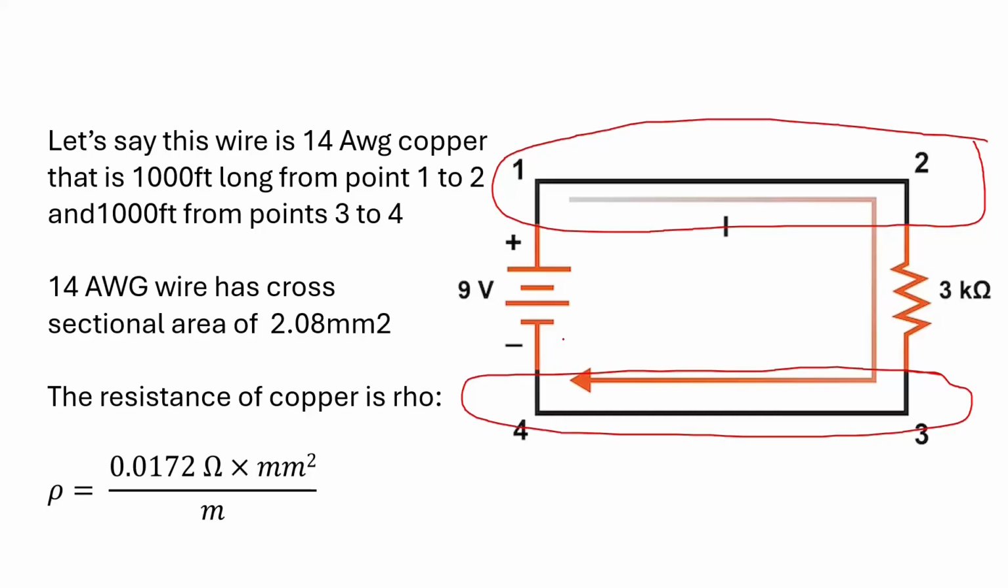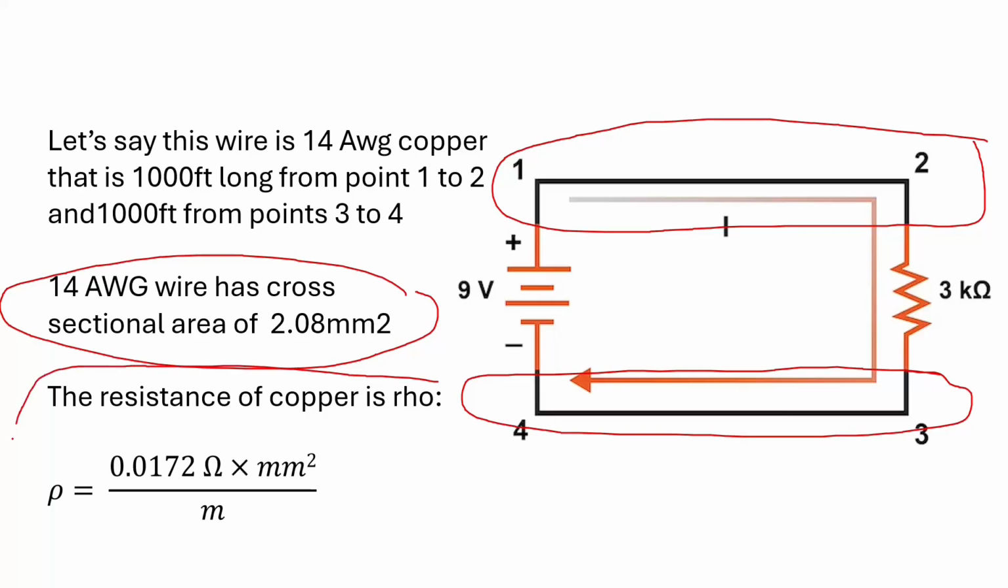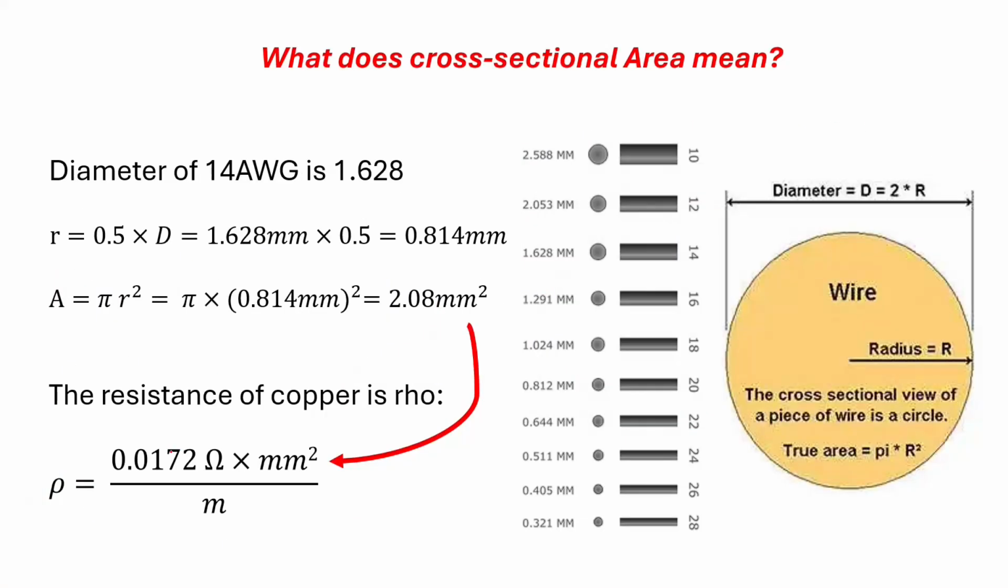All right. Now, I'm going to go into this a little bit further, but the resistance of wire can be calculated as well. 14 AWG wire has a cross-sectional area of just over 2 millimeters squared, and then we would use the resistivity right here. This is rho of copper, and so copper has a known resistivity. So we're going to get into that, right?